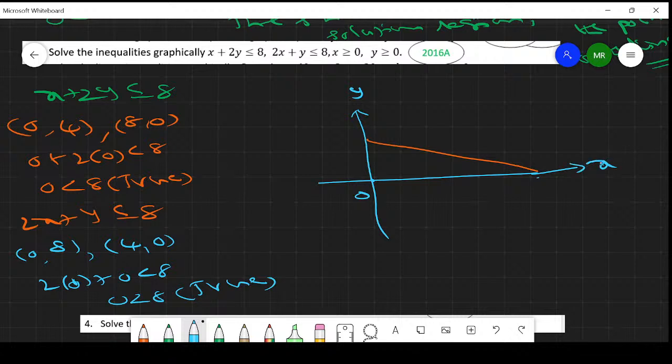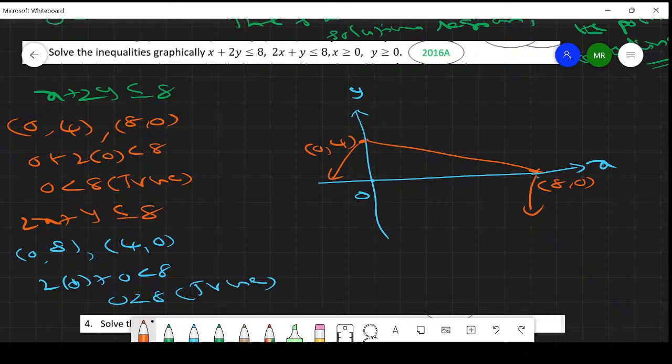I have taken the x axis here and drawn like this, correct? This point is (8, 0) and this point is (0, 4). I have drawn the first line. You see here, the solution region is towards the origin side. Now the second one, 2x plus y less than or equal to 8, with points (0, 8) and (4, 0).